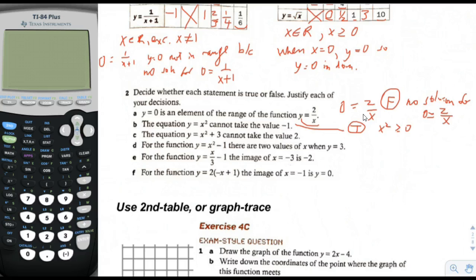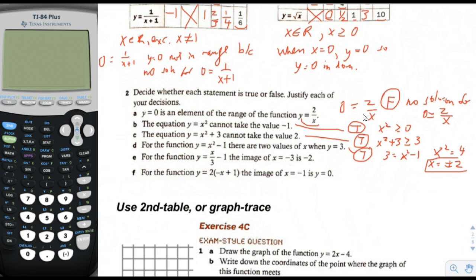C, the equation y equals x squared plus 3 cannot take the value of 2. That's true. X squared plus 3 is always greater than or equal to 3. D, for the function y equals x squared minus 1, there are two values of x when y equals 3. That's true, right? Because we have this solution: 3 equals x squared minus 1. That means x squared equals 4, which means x equals plus or minus 2.